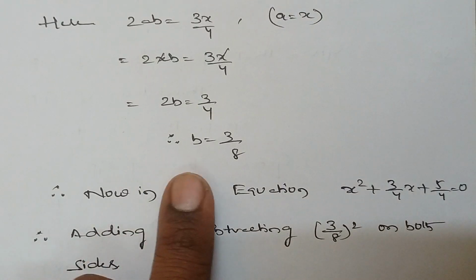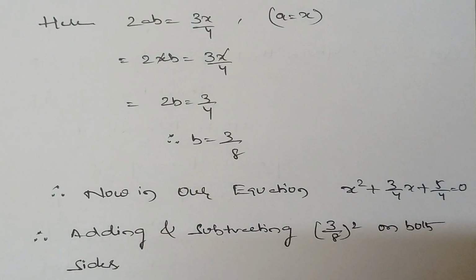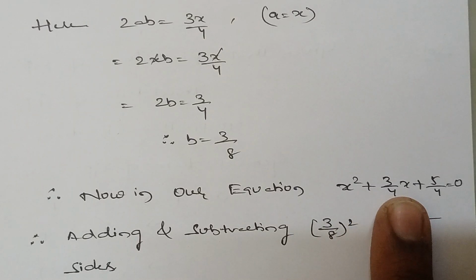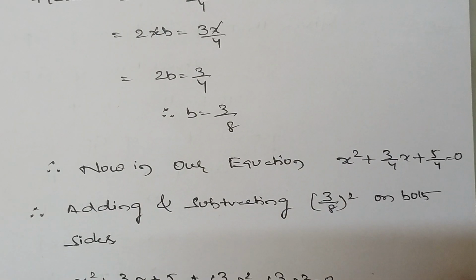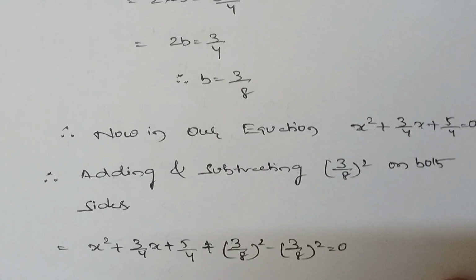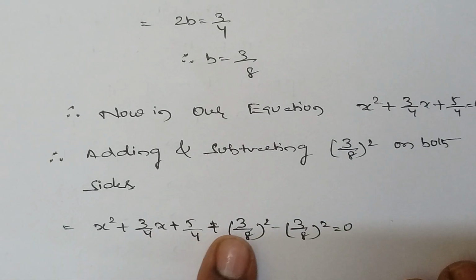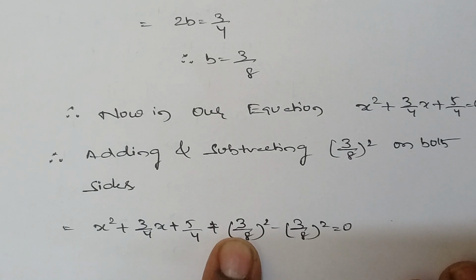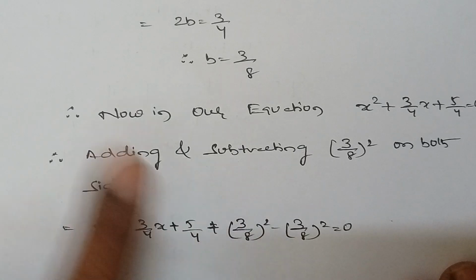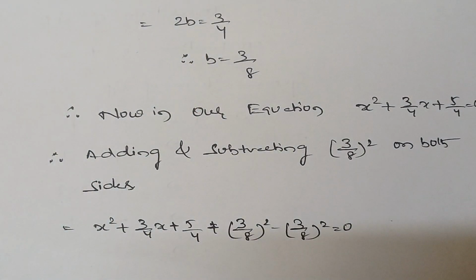Now adding and subtracting whatever b value we got, add and subtract to this equation students. Okay, add and subtract 3 by 8 whole square on both sides. Now it becomes x square plus 3 by 4x plus 5 by 4 plus 3 by 8 whole square minus 3 by 8 whole square. We are adding and subtracting the same value, that is b value. Okay, next.